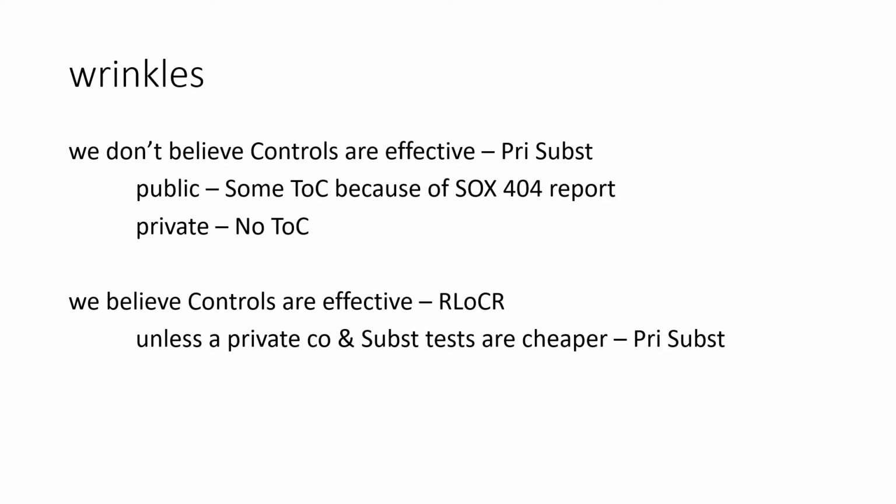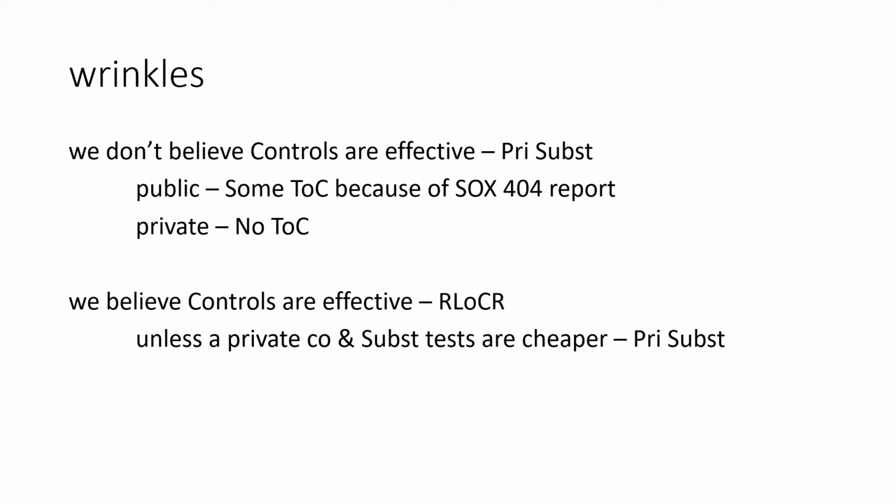If we don't believe the controls are effective, we're going to take a primarily substantive approach. Period. End of report. Remember, we cannot reduce control risk. We assess control risk. We don't reduce control risk. Now, if it's a public company, we're going to perform some tests of controls because we're going to issue a SOX 404 report. So if we're going to say their controls are not effective, we need evidence to support that opinion. If it's a private company, we aren't going to perform any tests of controls. We don't need to.